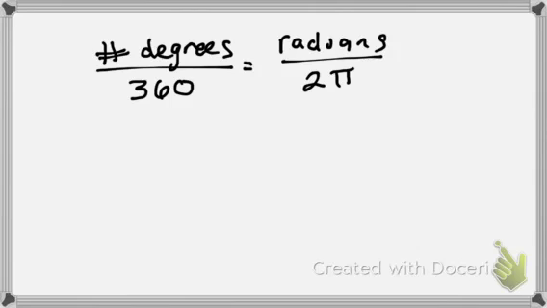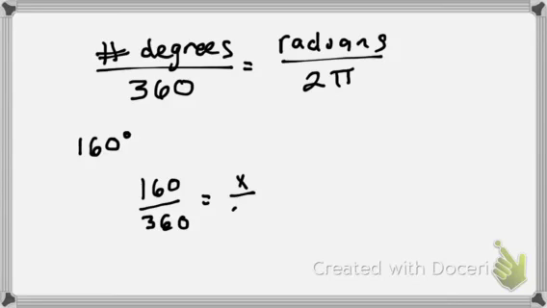Okay. So now the next question could really be convert 160 degrees to radians, or convert something to radians. So if I ask to convert 160 degrees into radians, all I'm going to do is plug that into the equation. So I get 160 over 360 is equal to the number of radians, which I don't know, x over 2 pi. And now I'm just going to cross multiply. So it's going to be 320 pi, and I'm going to leave that in there, equals 360x.